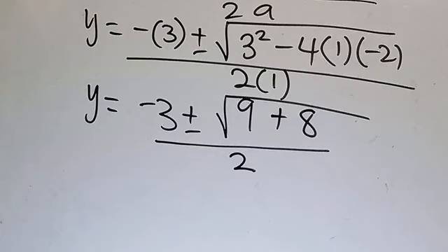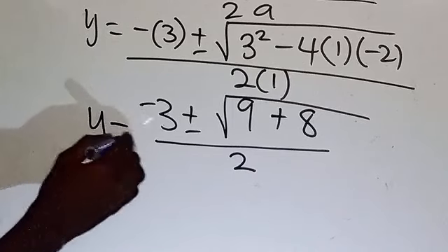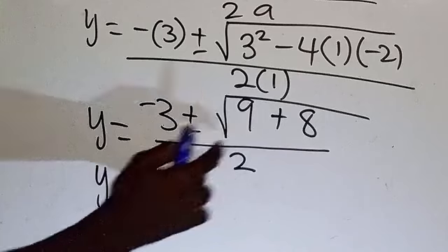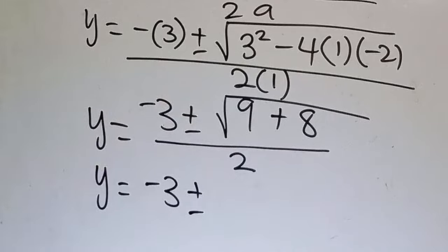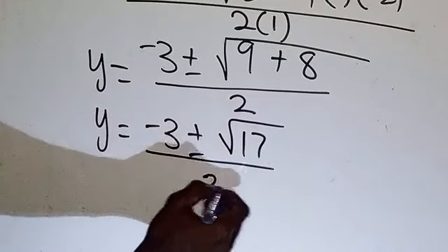Okay, so I believe you're with me. So now we are going to move on. So moving on, we are going to have y equals minus 3 plus or minus the square root of 9 plus 8, that's going to give us root 17, then divided by 2.